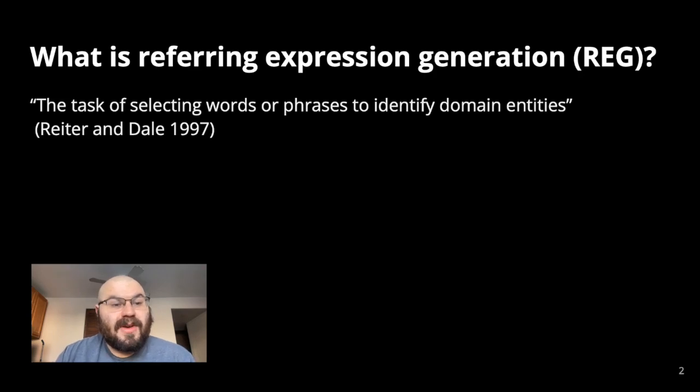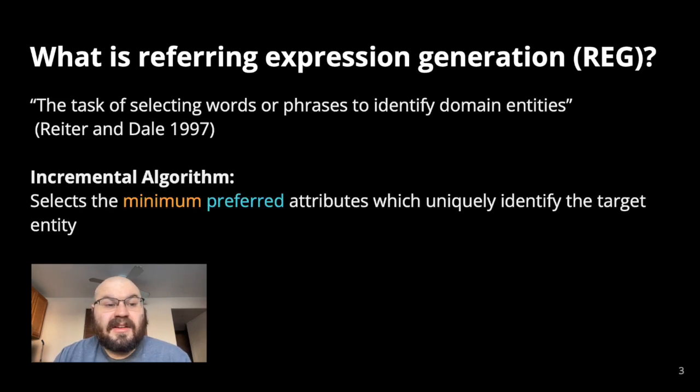Referring expression generation, or REG, is the natural language generation task of selecting which attribute should be used to describe a particular entity. A classic REG method is the incremental algorithm, which loops through a list of attributes and removes non-target entities, called distractors, which do not have that attribute. In this way, it builds a list of attributes which can uniquely identify an entity.